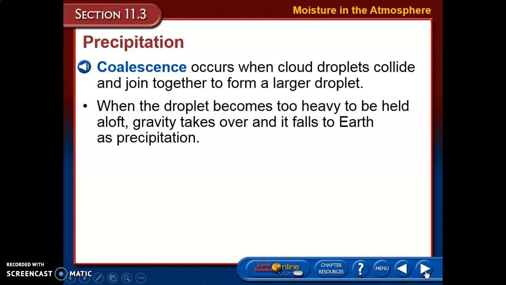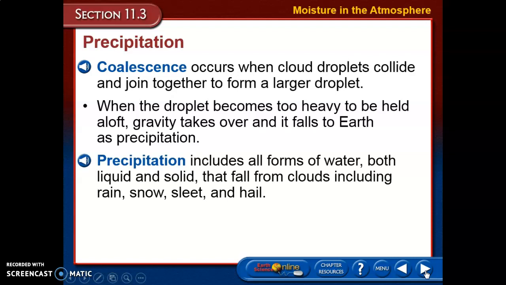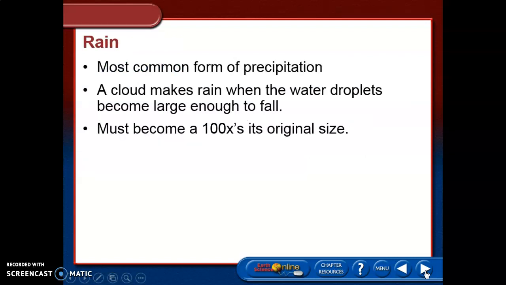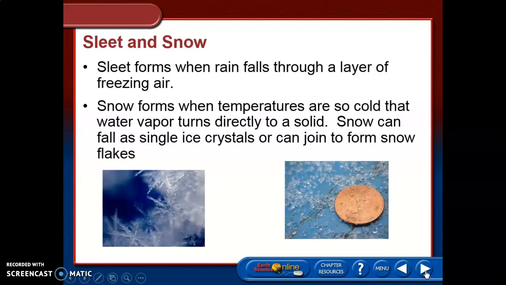What type of precipitation depends a heck of a lot on what's going on in the atmosphere. Precipitation includes all forms of water, both liquid and solid. It could be rain, snow, sleet, or hail. Your most common form is rain, and this is just your basics here. You have the bouncing around going on, the water droplets growing bigger, and finally gravity yanking it down. You're above freezing temperature-wise, so everything's good, and you have rain.